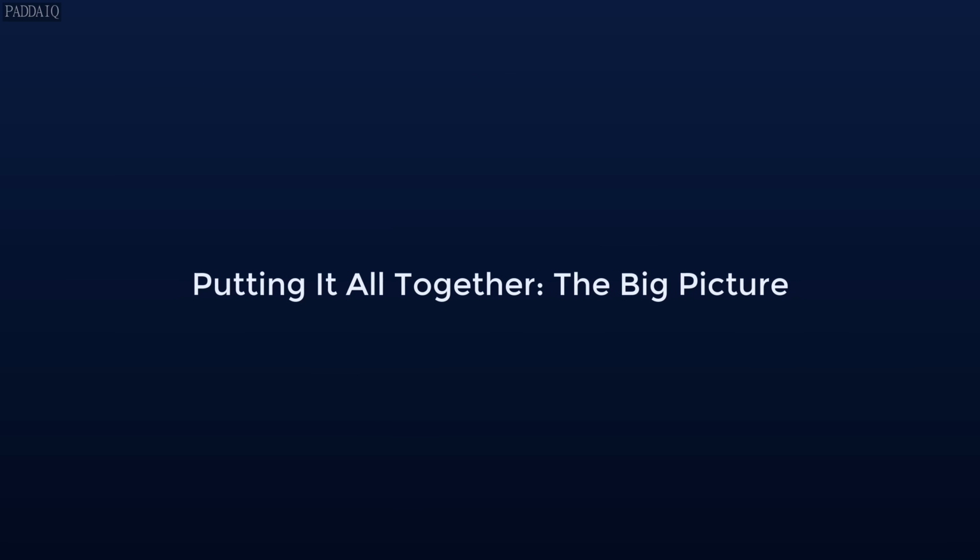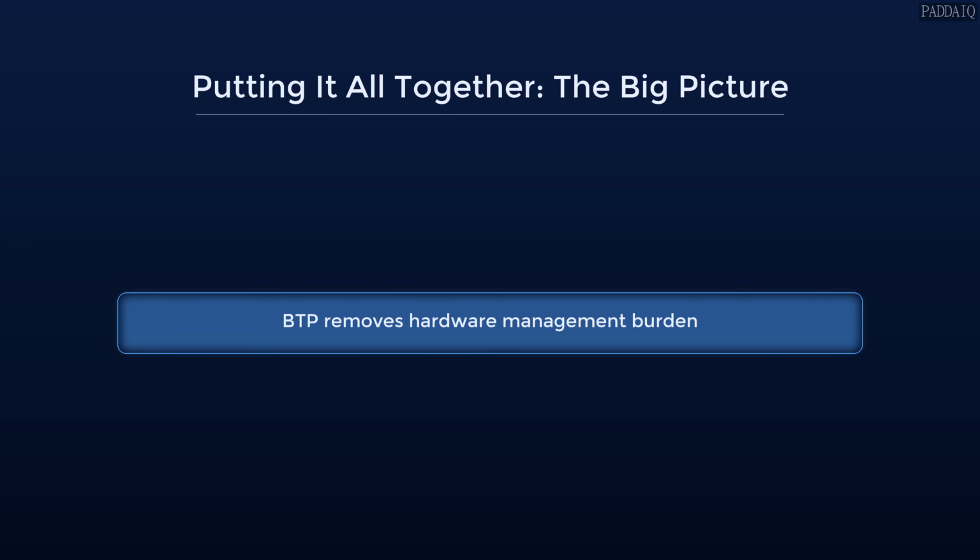Putting it all together, the big picture. BTP removes hardware management burden. This means SAP handles all servers, storage, and infrastructure for you. For example, a company can run its HR application on BTP without buying or maintaining any physical servers. This allows your team to focus entirely on building and using applications.